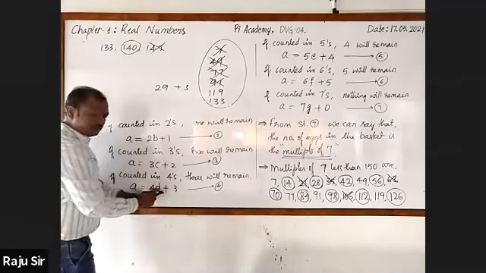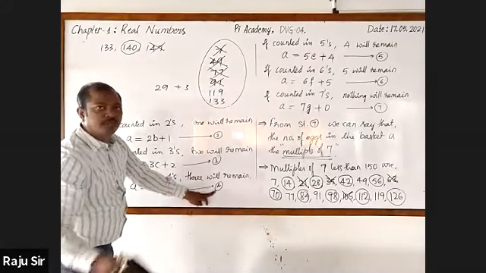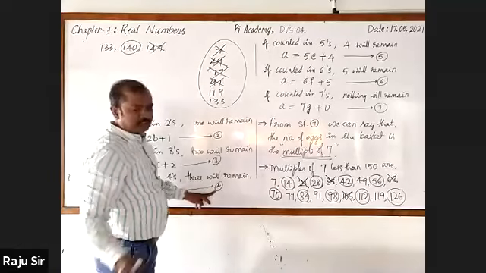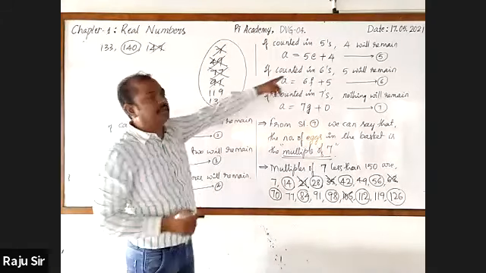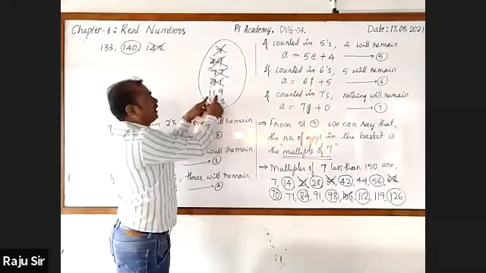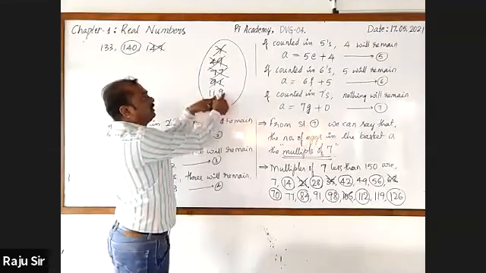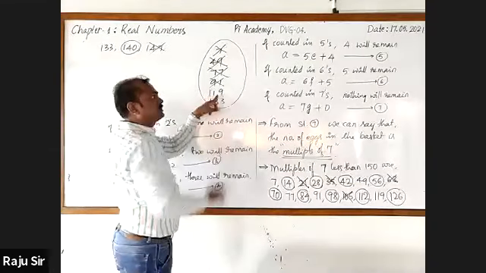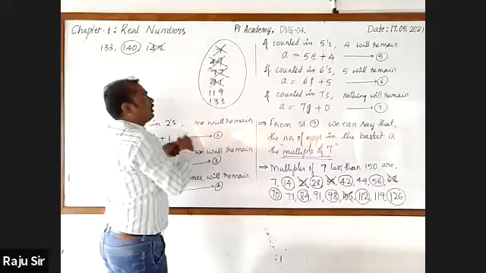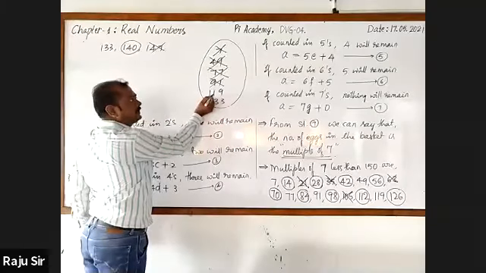So 3 will remain. It satisfies the fourth condition. Next, if you go on counting 5s, 4 should remain. See that 115 is the multiple of 5. 4 will remain. Satisfies the fifth condition.